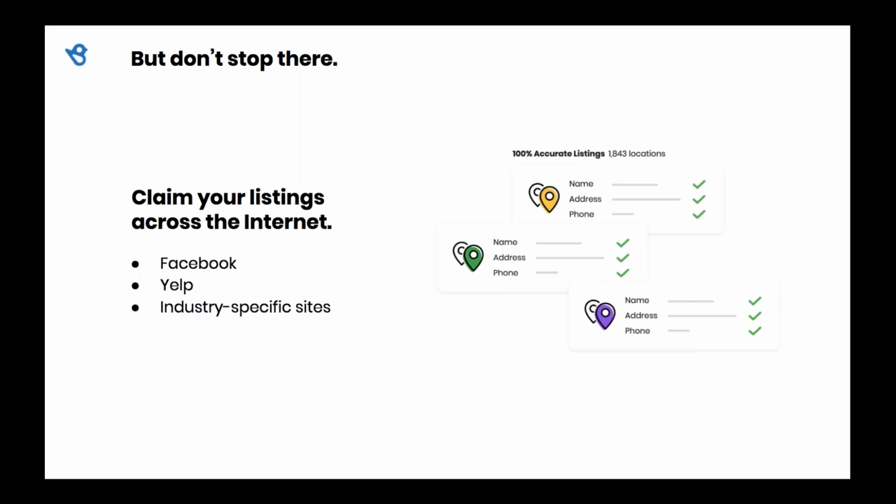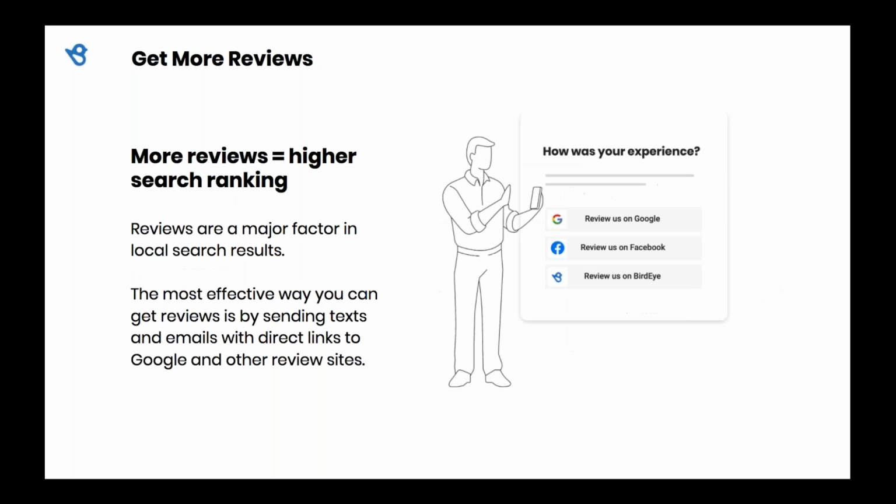When it comes to business listings, start with the big ones: Facebook, Yelp, and then whatever industry-specific sites you have, maybe Avvo for lawyers, Angie's List for contractors, whichever one applies to you, whatever industry you might be in. Again, this will help you a lot when it comes to mobile search ranking.